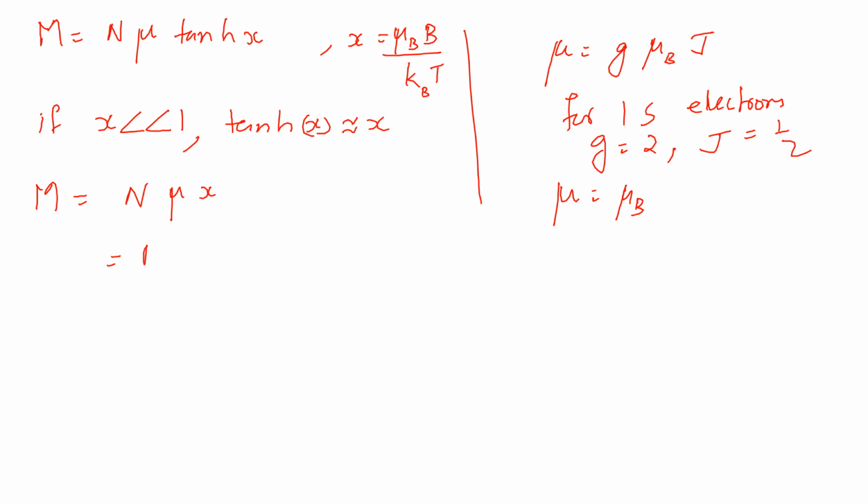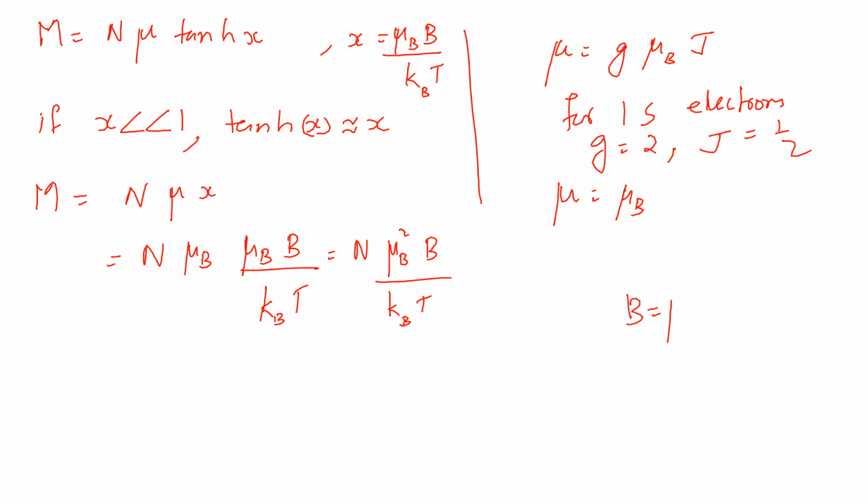So how can we write now? That is n times mu b times x. What is x? That is also mu b times B divided by kB T. This can be written as n mu b square times B divided by kB T. But what is B? B equal to mu 0 times H. Mu 0 is the permeability of free space.